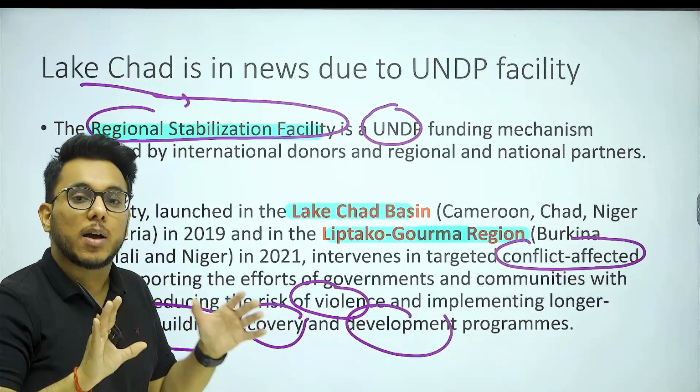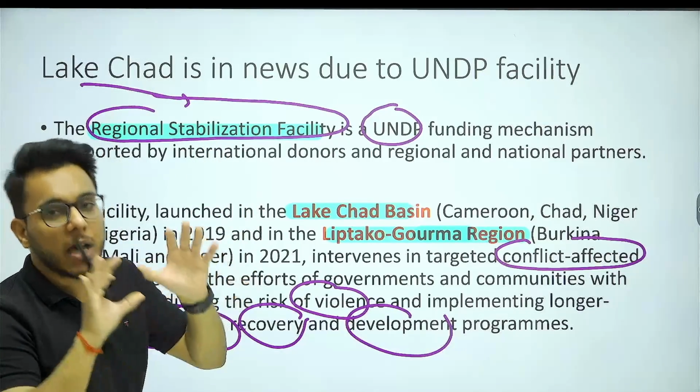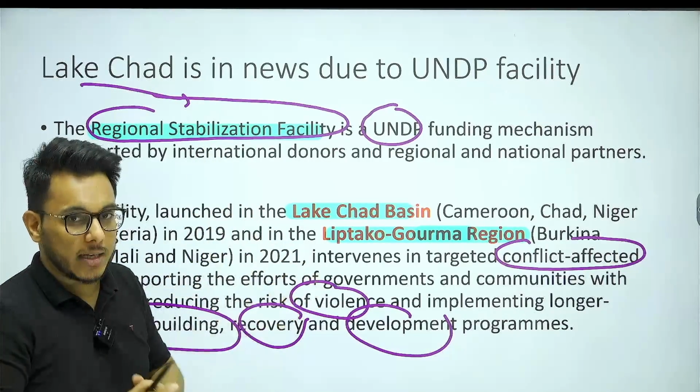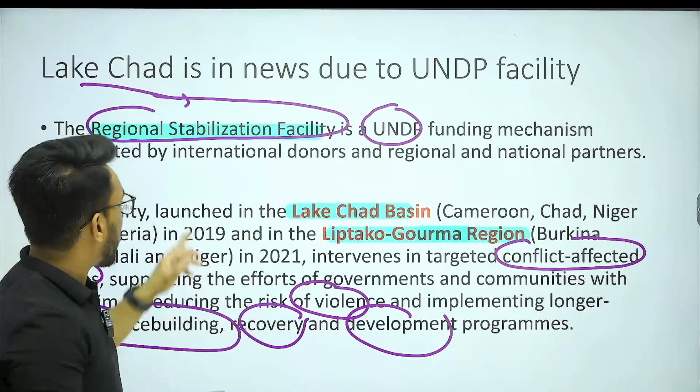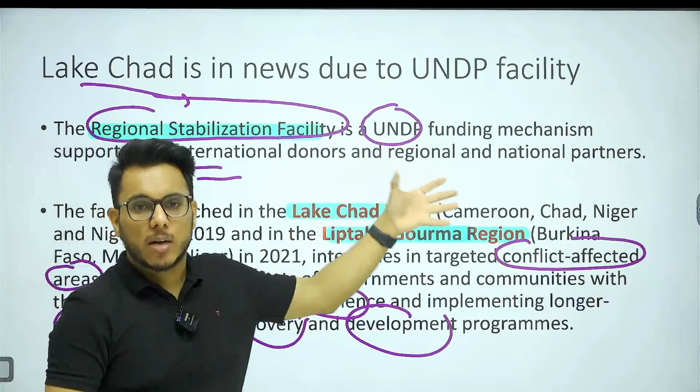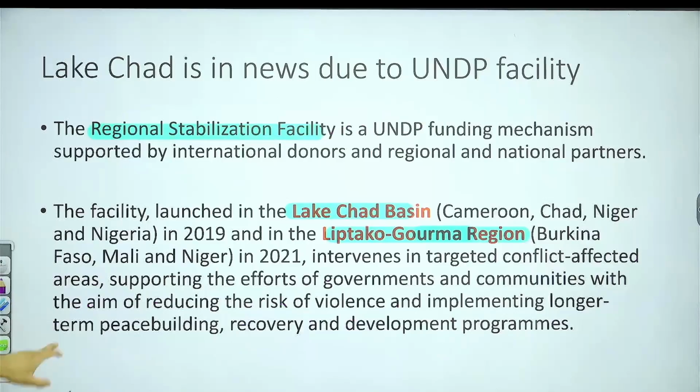Again, in one line, what is the Regional Stabilization Facility? It is a funding mechanism by UNDP given to the areas which are facing violence. And for Lake Chad, this facility has recently been given. Here, international donors, national partners and regional partners give the money. So therefore, Lake Chad was in the news.